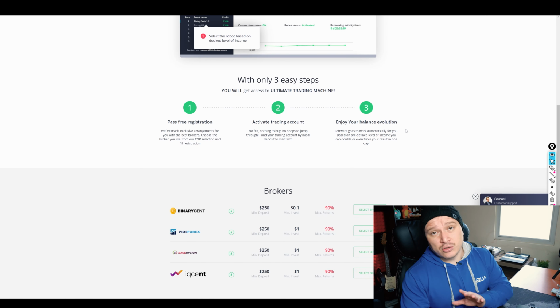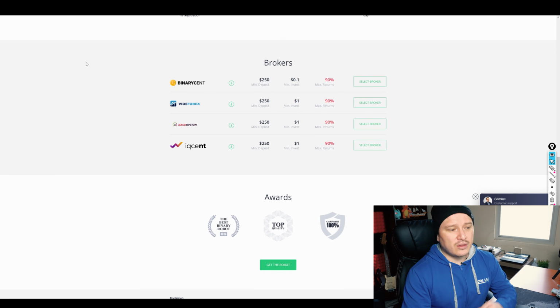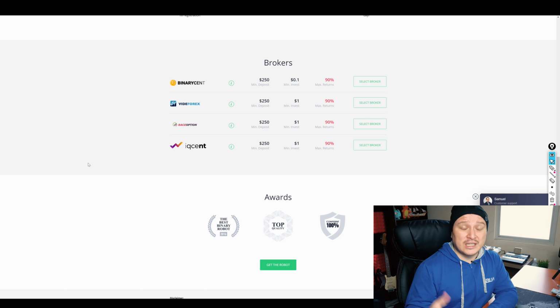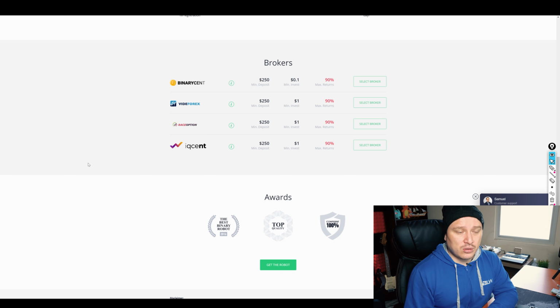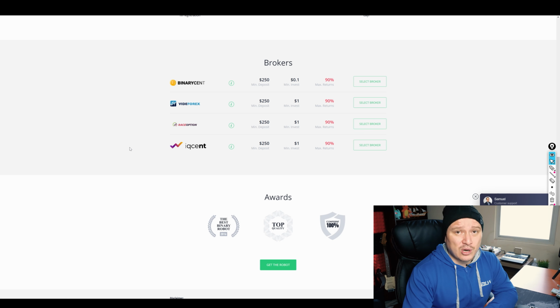So this is what the actual website looks like. It says free registration, which it is. Activate your trading account and enjoy your balance evolution. Now they work with 4 different brokers, at least in my location. It does depend on your location. They work with Binary Send, which is a good broker. I used it in the past. VidaForex is the one that I'm actually using right now. Raise Option is one that I used in the past, and IQ Send, I really haven't used it, but I've heard some good comments in regards to it.